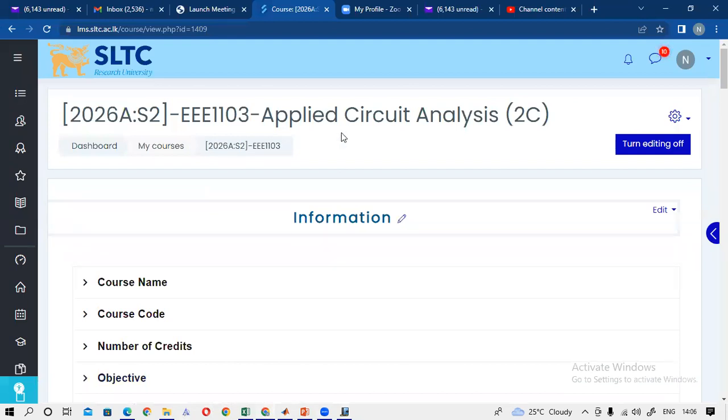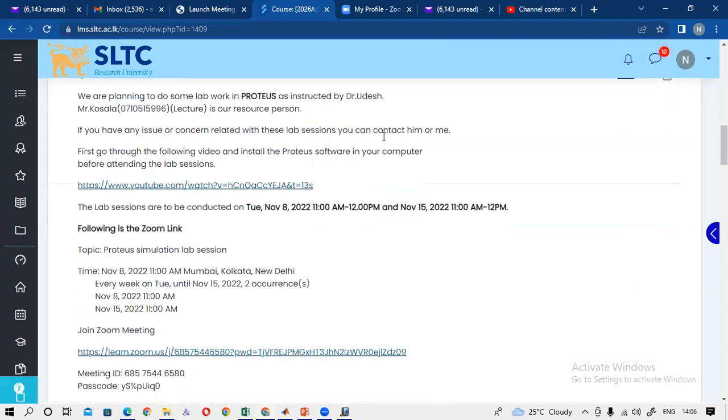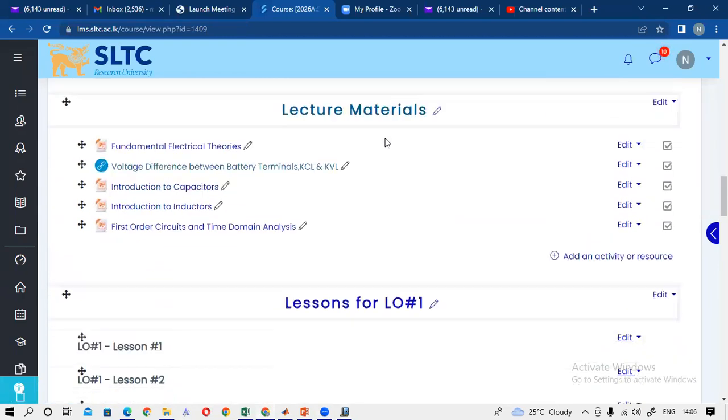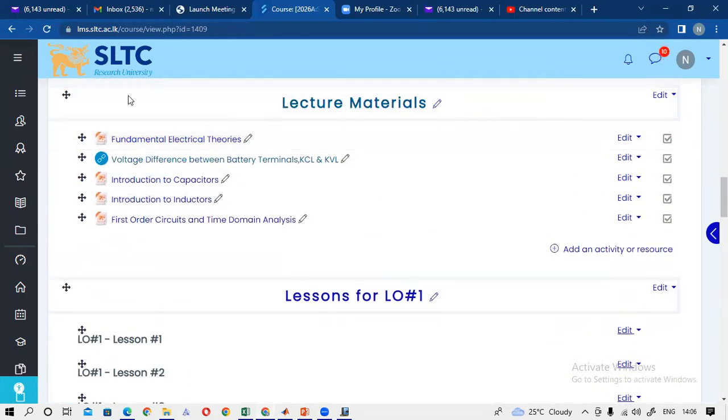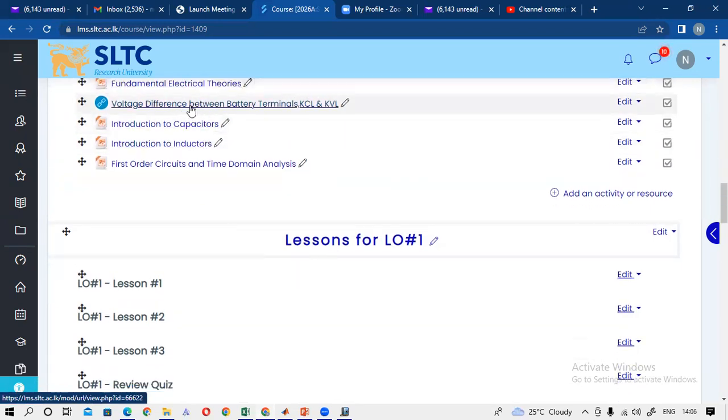Our course is Applied Circuit Analysis. Already you have 4 lecture notes added to the LMS. You can download and read them. The first lecture is regarding resistors, Ohm's law and Kirchhoff's laws. I think you can refer to it and refresh your memory by yourself. You can also refer to the recorded session.